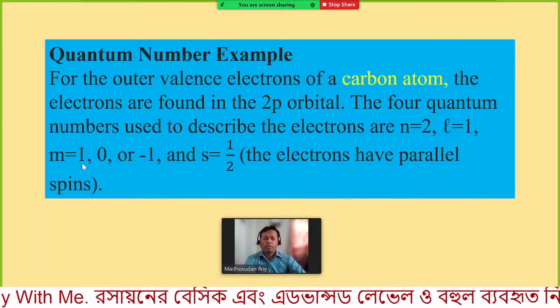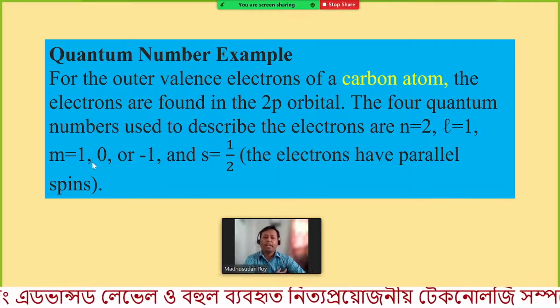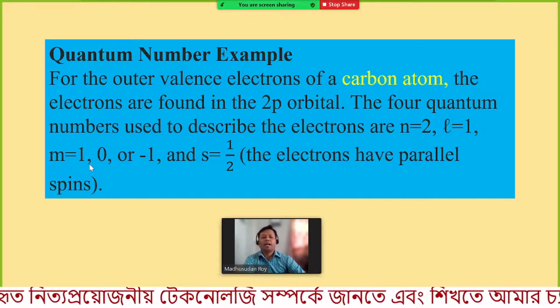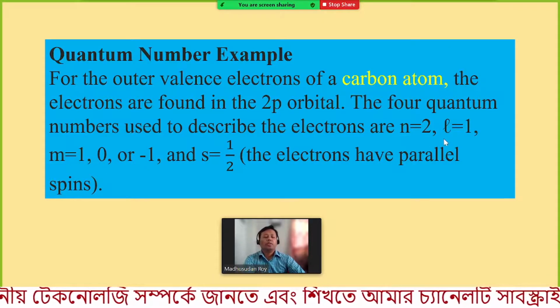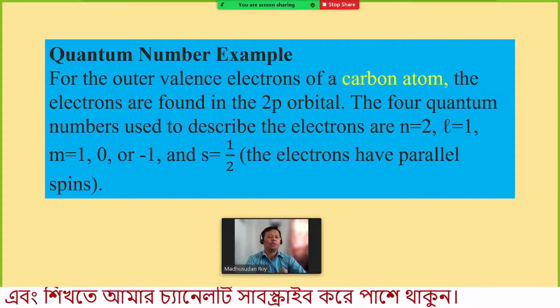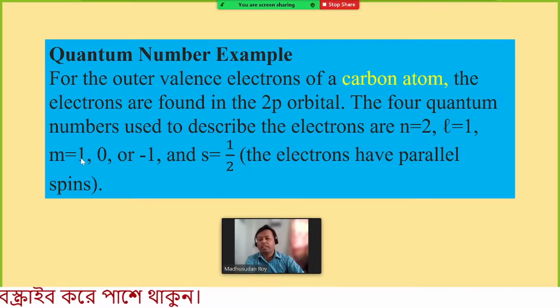Then m, in case of 2p, where L is 1, the values are 1, 0 and minus 1. We know the magnetic quantum number will be from minus L to plus L including 0, that is minus 1, 0 and 1. So the magnetic quantum number for this atom will be 1, 0 and minus 1. And for the spin quantum number, the electrons have parallel spins.